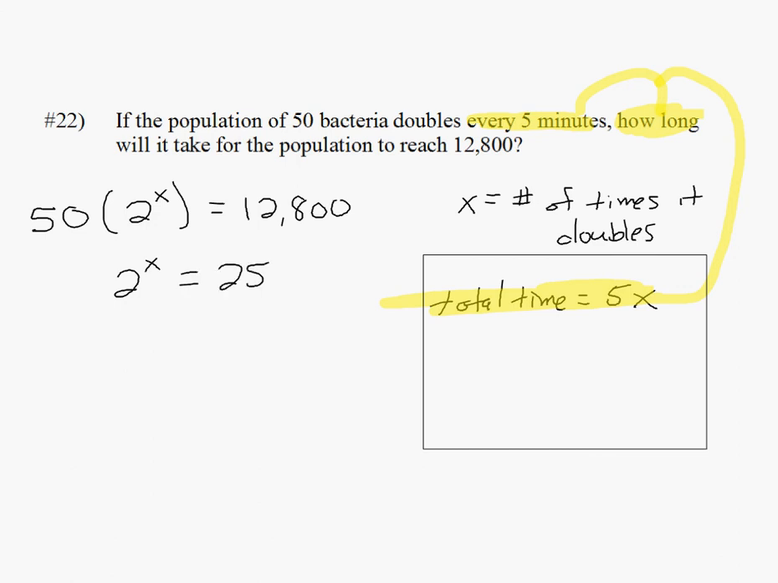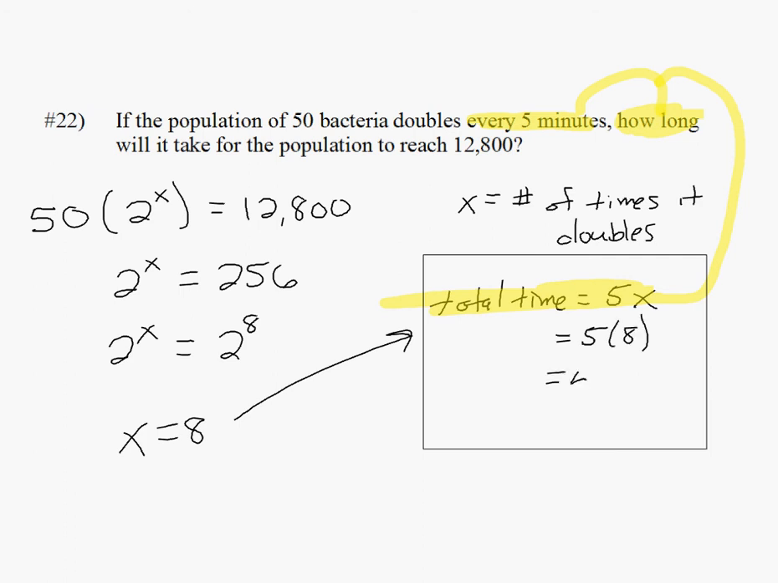If you divide both sides by 50, you get 2 to the x equals 256. 256 you can write as 2 to the 8th. Therefore, x is 8. It doubles 8 times. So how much time does that take? 5 minutes times 8 times is 40 minutes.